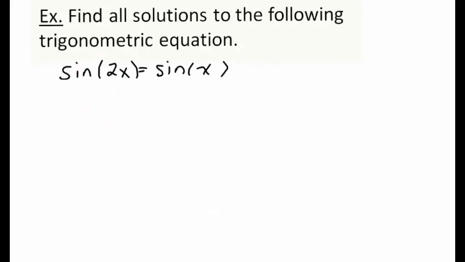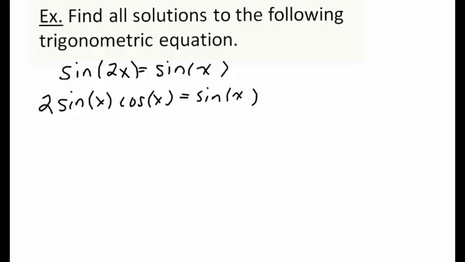In our last example, we're going to try to find all the solutions to the following equation. Sine of 2 times x is equal to sine of x. In this instance, since we know the double angle formula for the sine function, we can use that here to expand out this expression. So we can replace sine of 2x with 2 times sine of x times cosine of x.